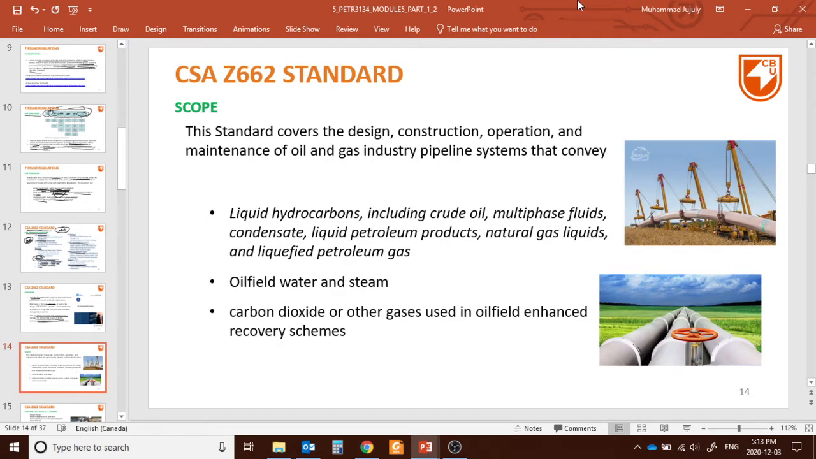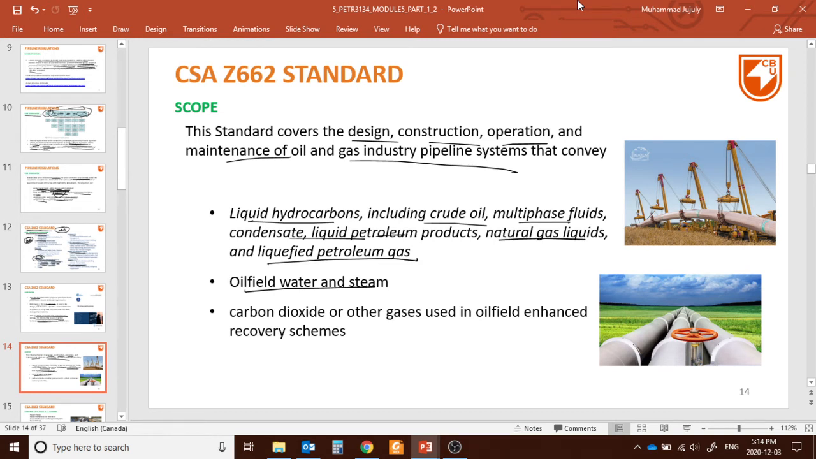Now let's see what the scopes of CSA Z662 are. It covers, as we said, design, construction, operation, maintenance, and also the decommissioning of oil and gas pipeline systems. So it covers liquid hydrocarbons, for instance gasoline, crude oil, multi-phase flow, etc. And it covers oil field water systems. It also includes natural gas liquids and so on.